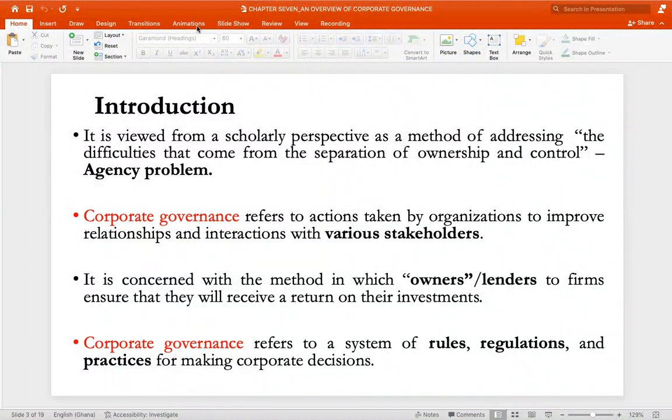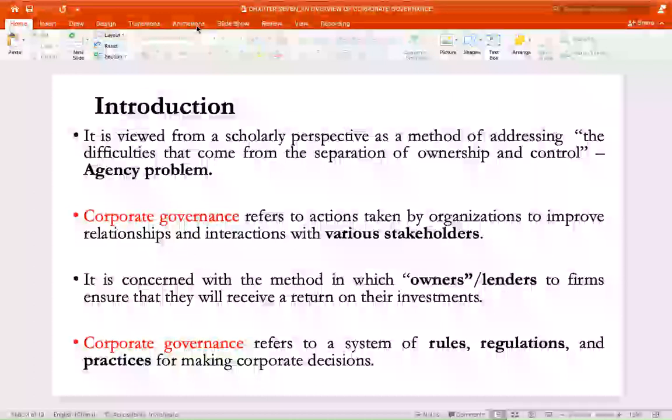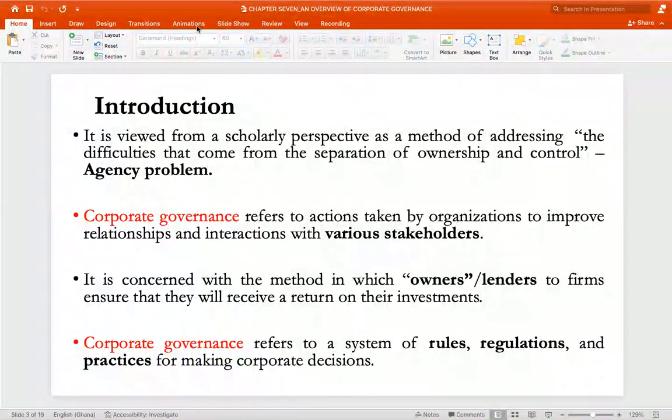So at the core of good corporate governance is to ensure that the company is profitable and some returns are paid to the owners or the lenders or the investors of the business or the company that was set up. Generally, it refers to the system of rules, regulations, and practices for making corporate decisions.